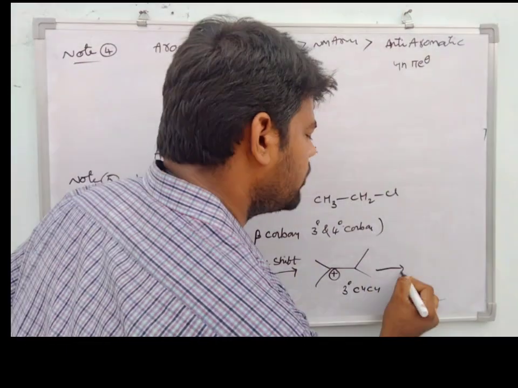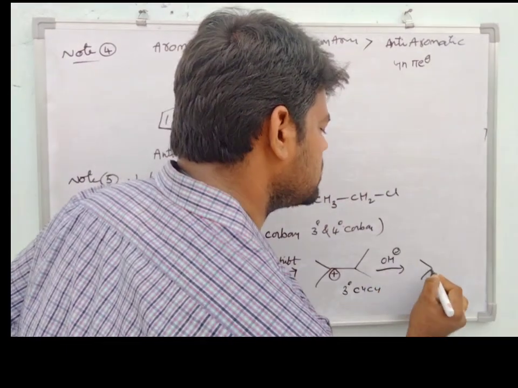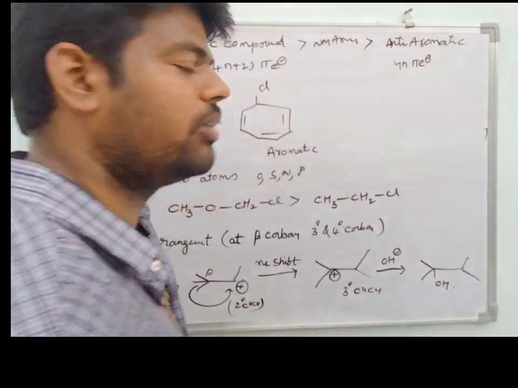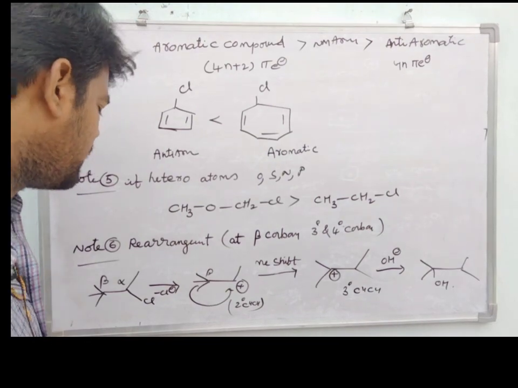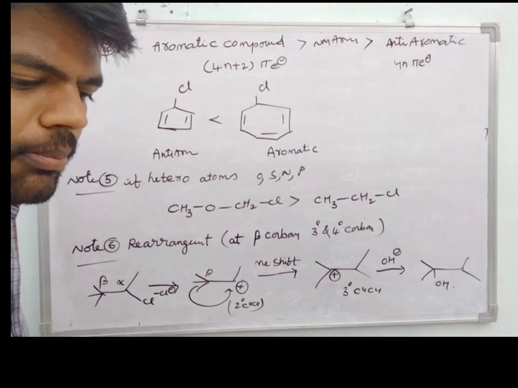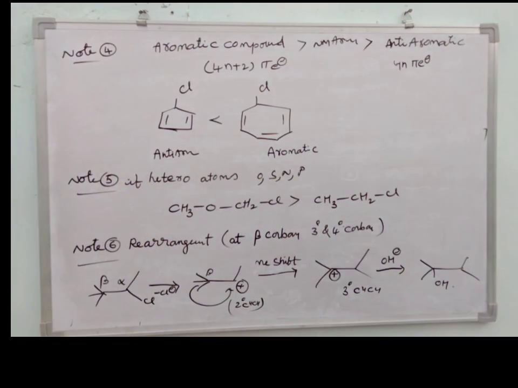After that, the OH minus attacks, and finally the OH group will be obtained. Generally, most students expect that where the chlorine is, the OH group is obtained there. But during this particular SN1 mechanism, the rearrangement also takes place, friends.